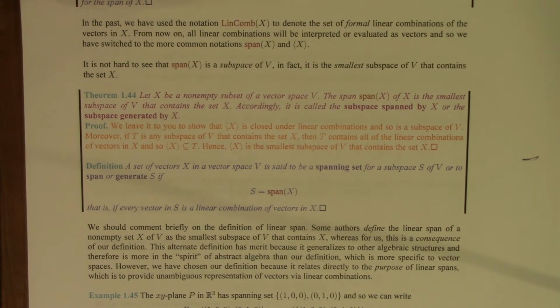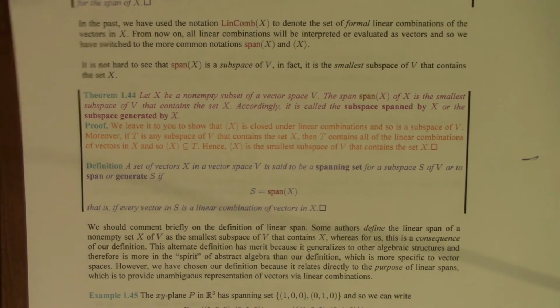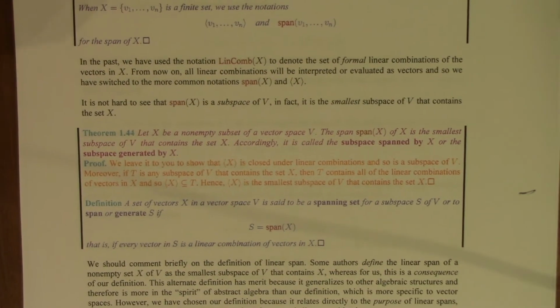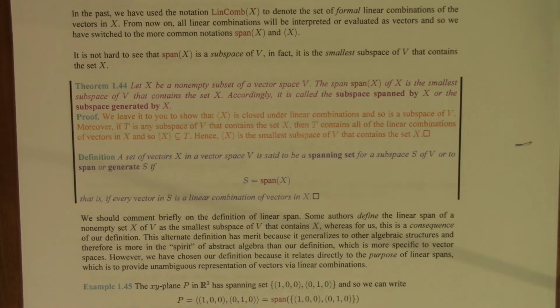I want to make a brief comment about this definition of the span of X as the set of all linear combinations of vectors in X. Some authors define the span of X not as a set of linear combinations of vectors in X, but rather simply as the smallest subspace containing X. And we know now these two are equivalent.